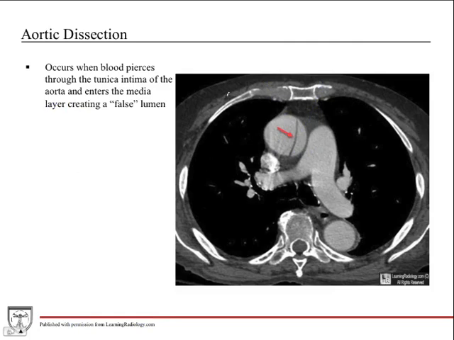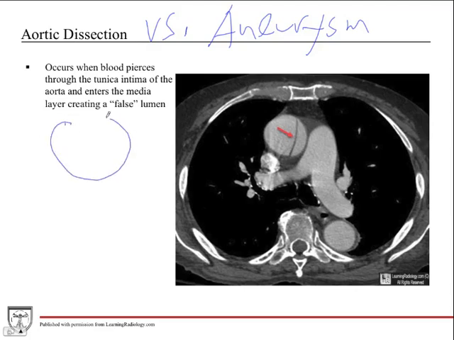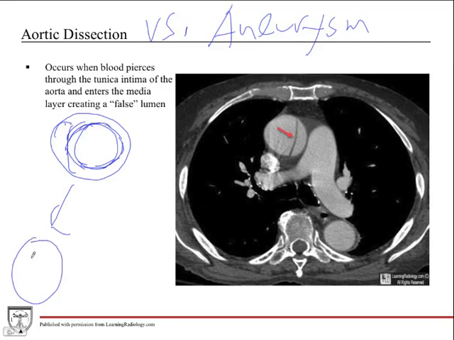So we'll finish this out with a common question: what's the difference between a dissection and an aneurysm? Okay, and we'll go over that. An aneurysm is a ballooning out. It's a weakening of the wall. So if we have our lumen like this, and then we have our muscular layer that goes around like this, we'll draw an aneurysm first. Okay, so an aneurysm is like this.